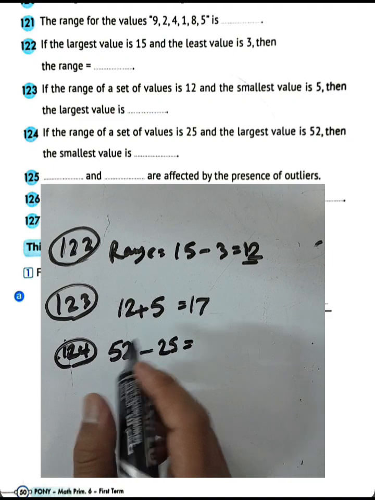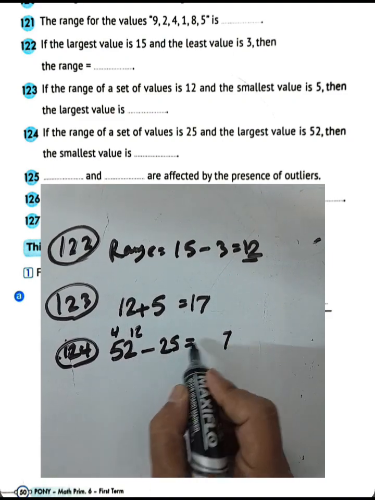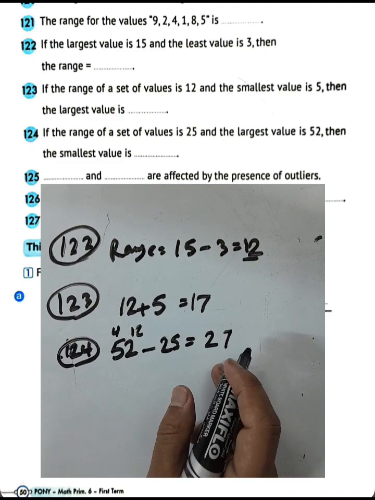It will be 12 and 4. 12 minus 5 equals 7 and 4 minus 2 equals 2. Then the result will be 27. 27 is the smallest value.